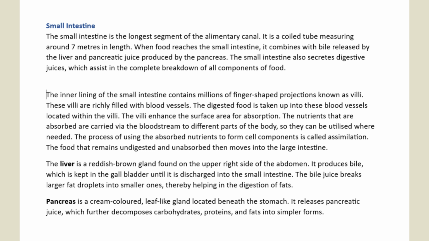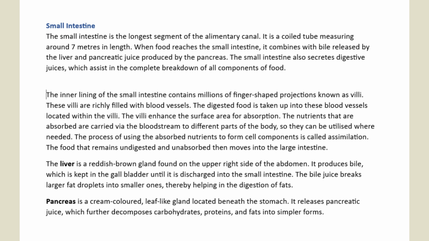The nutrients that are absorbed are carried via the bloodstream to different parts of the body, so they can be utilized when needed. The process of using the absorbed nutrients to form cell components is called assimilation. The food that remains undigested and unabsorbed then moves into the large intestine.